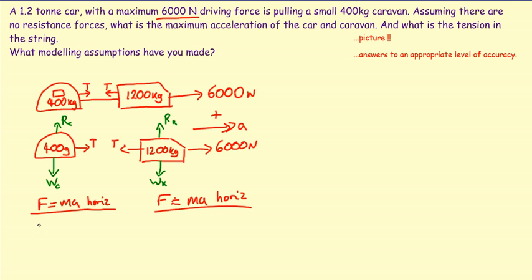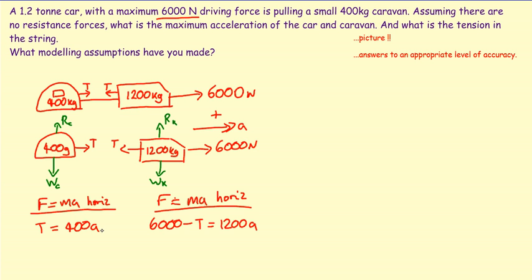So the first one, we just get a very simple T equals 400 times A. And here we're going to get 6,000 minus T, because T is opposite to our positive direction, equals 1,200 A. And we can solve this simultaneously. We can substitute one into the other. You could type it into your calculator to do it for you. It doesn't matter.